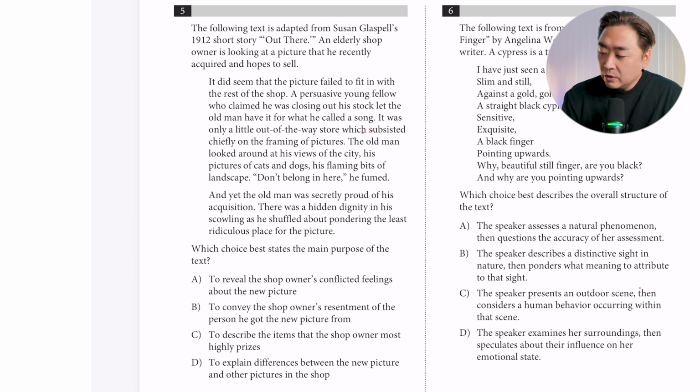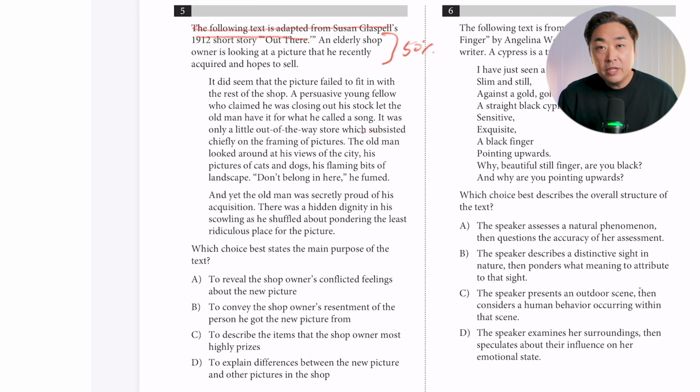So here, we're going to cross this out and jump over it and go straight to what we call the opening blurb, or kind of explanation as to what the story is about. And this portion right here can account for up to 50% of what you need to know. So this is the main thing that you should focus on instead of the story itself, okay?